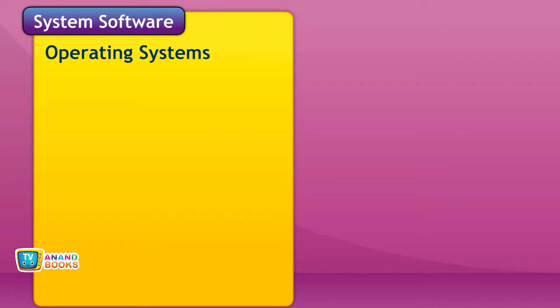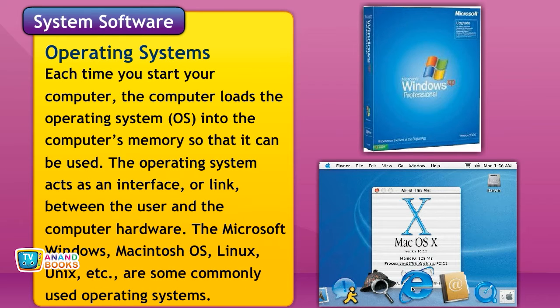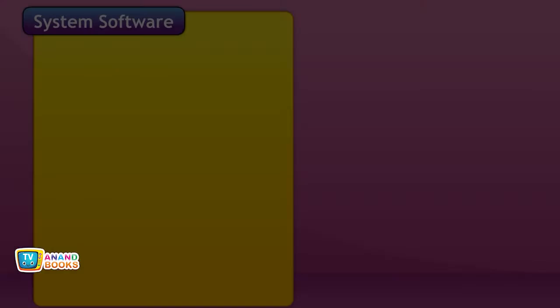Operating systems. Each time you start your computer, the computer loads the operating system (OS) into the computer's memory so that it can be used. The operating system acts as an interface or link between the user and the computer hardware. Microsoft Windows, Macintosh OS, Linux, Unix, etc. are some commonly used operating systems.